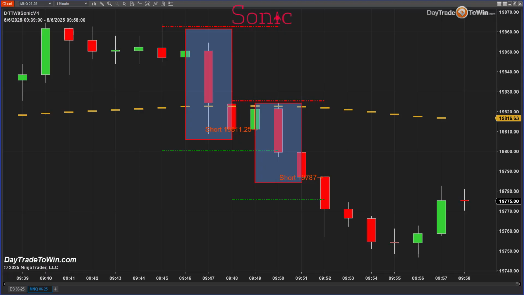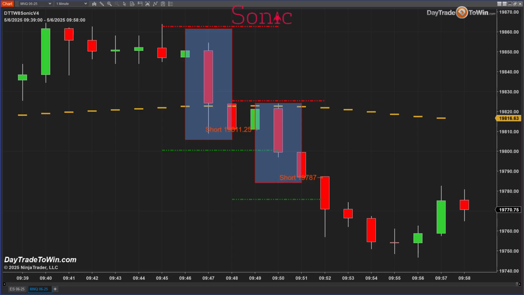Now we're using the Sonic system. The Sonic system is universal. It could trade on the E-mini S&P or the Nasdaq or the micro contracts, in this case the MNQ, the micro contract of the Nasdaq. It's a safer way to start, especially if you're a beginner trader.